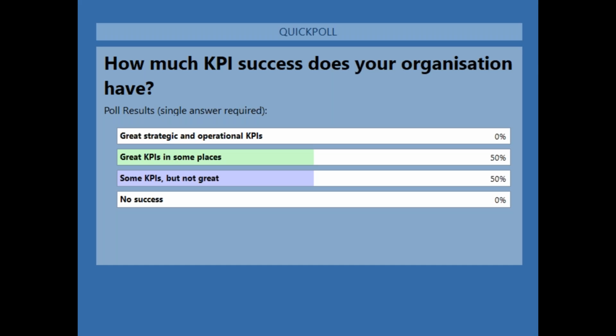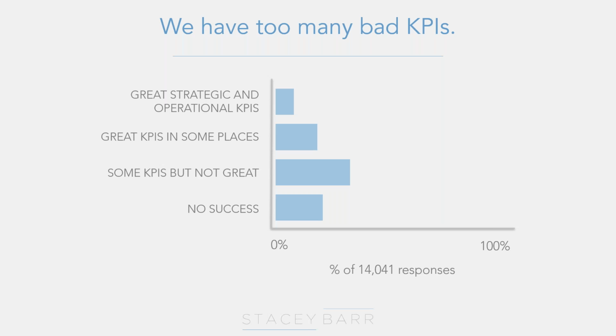So Pete, this is interesting. We've got a 50-50 split between great KPIs, but only in some places, and some KPIs, but not great. Does that surprise you? No, not at all. It's not too dissimilar to the results in the data that I've been gathering either. So let me hide this so I can show you the graph again. As you can see, most people, at least over the last, how long have I been collecting this data for? Probably 15 to 20 years. Most people fall in those same two categories that all of you just responded to as well.